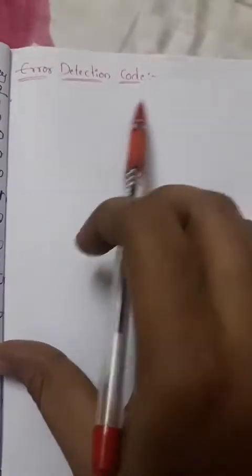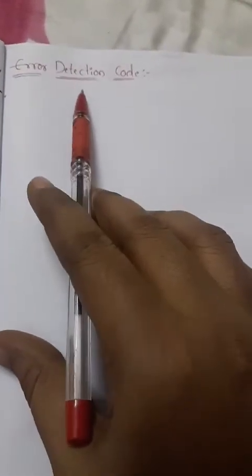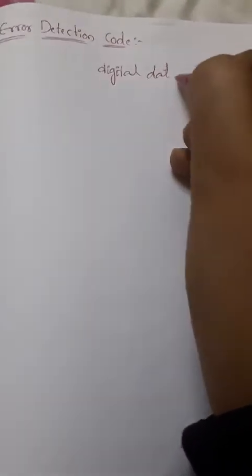In this class we are going to discuss error detection code. This is one type of binary code. As we know, digital data can be transmitted from one place to another. That means we are transmitting digital data from one location to another location. We already know what digital data means.